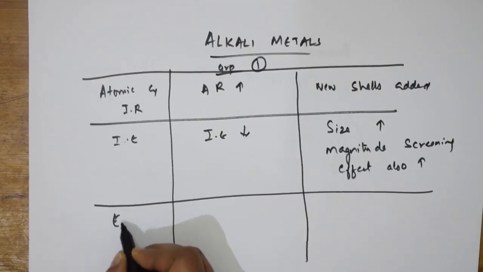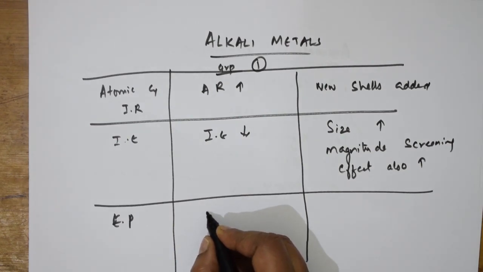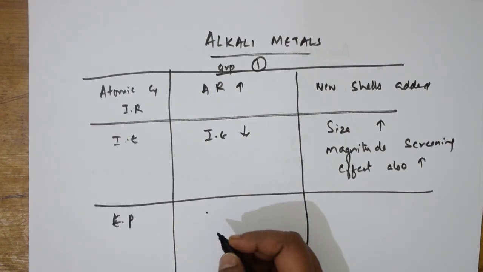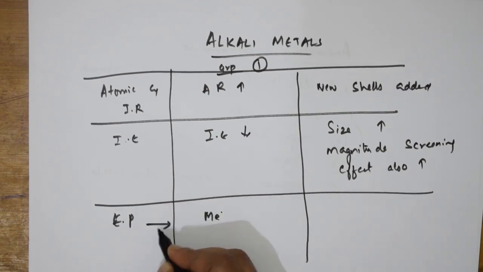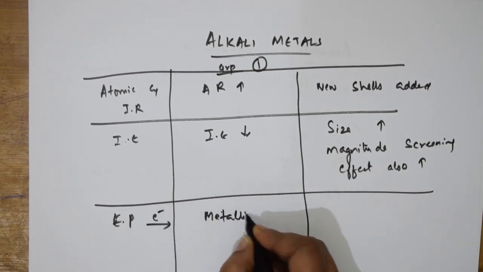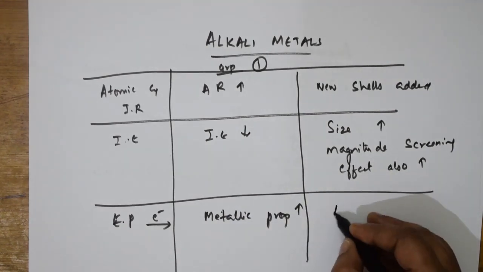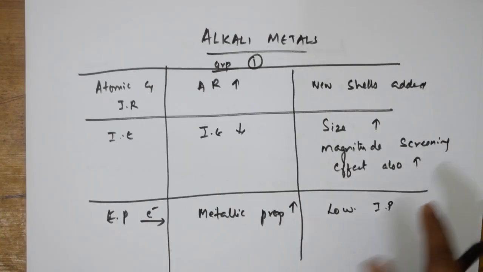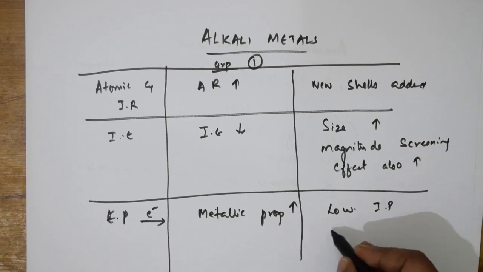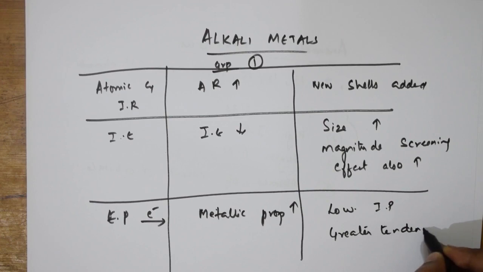Now when I speak about electropositivity, that is the ability to donate electrons, that means metallic character. Metallic property increases. Why does it increase? What is the reason? Low IP, ionization potential. I can apply less energy. When the IP is very low, there is a greater tendency to release electrons.